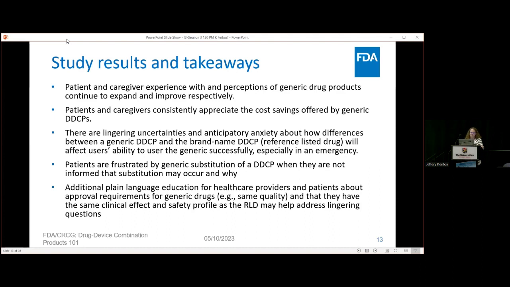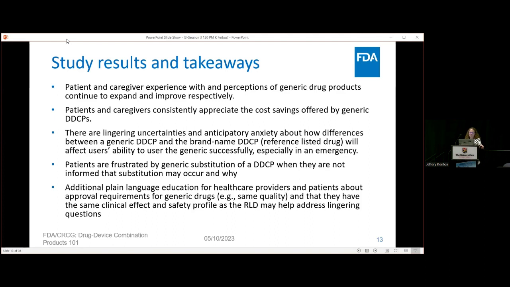So there were remaining concerns there, and it was really evident among the caregivers, who had a lot of anxiety around this. Patients were frustrated by generic substitution, not so much that it was being substituted, but that nobody told them it might happen and why. And so this is an opportunity, certainly not just for industry and for FDA, but for our prescribers to have conversations with their patients who are using complex drug products, complex combination products, about when they may receive a generic, and that it could happen and that's okay, and to talk about it ahead of time.